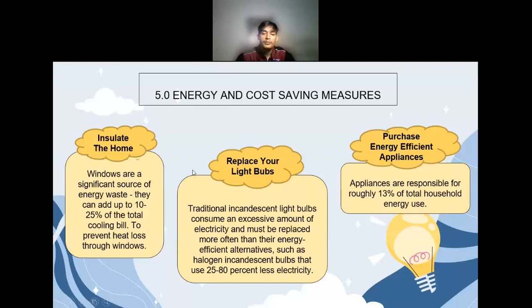Your light bulb contains an excessive amount of electricity, such as halogen incandescent bulbs that use 5 to 80% electricity, which is energy efficient appliance. Appliances are responsible for roughly 13% of total household energy use.